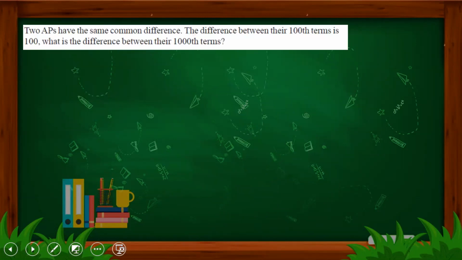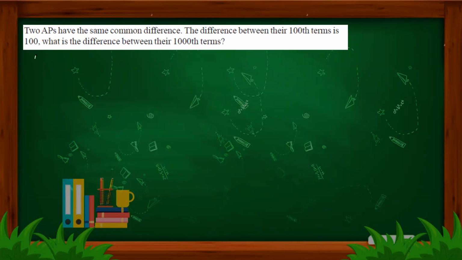Next one. This is quite important. It says, see, two APs have the same common difference. Now there is AP1 and there is AP2. The D for both of them is same. Okay, A's will differ. The difference between their 100th term is 100. What is the difference between their 1000th term?